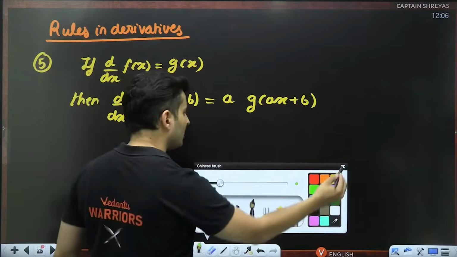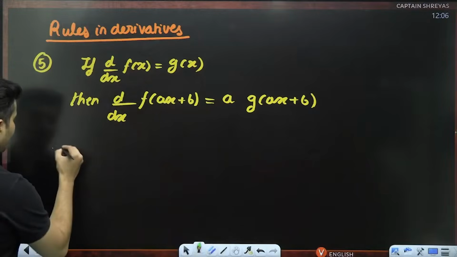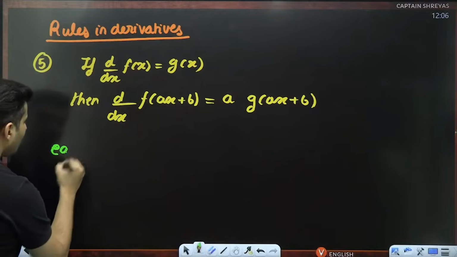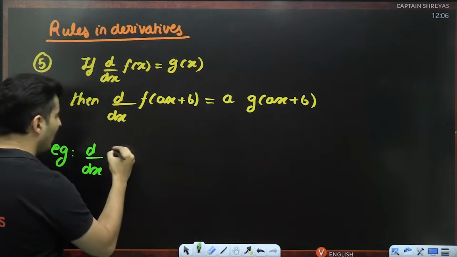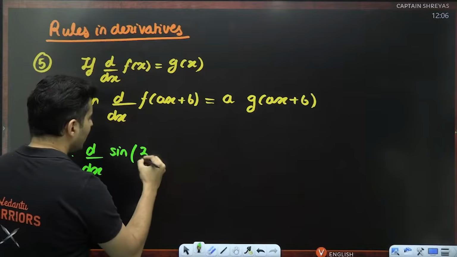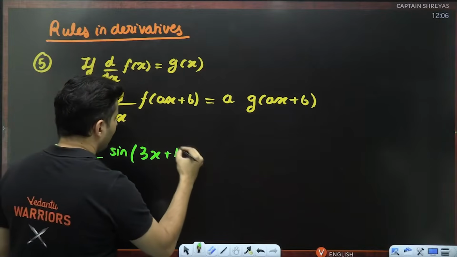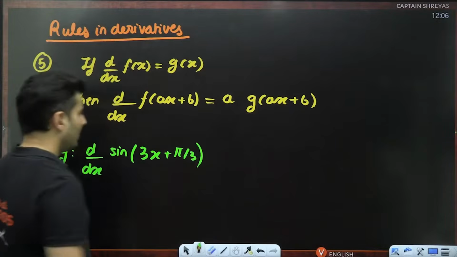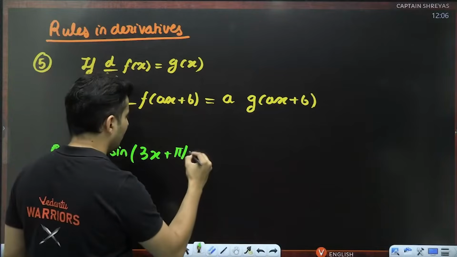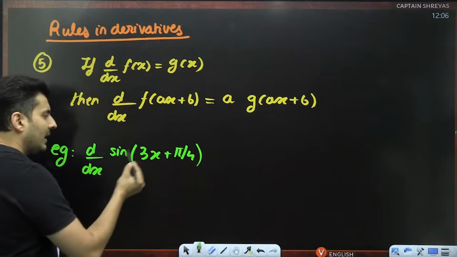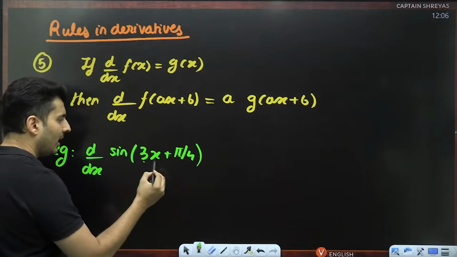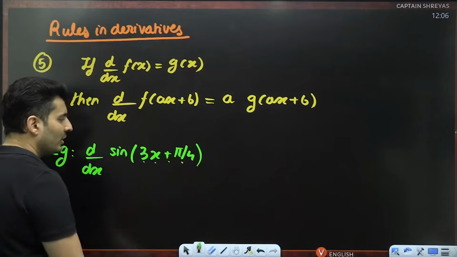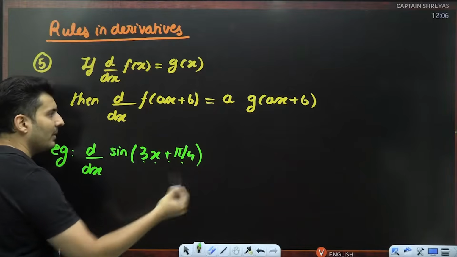Let me demonstrate this to you with an example. Imagine I want to find the derivative of sine of 3x plus pi by 3, or pi by 4, something like that. This is sine's derivative, but not sine x's derivative. There is some ax plus b. Do you see that ax plus b form is there?